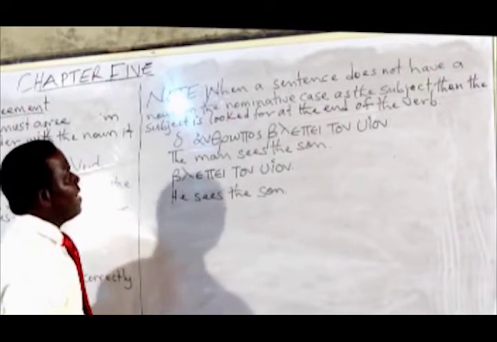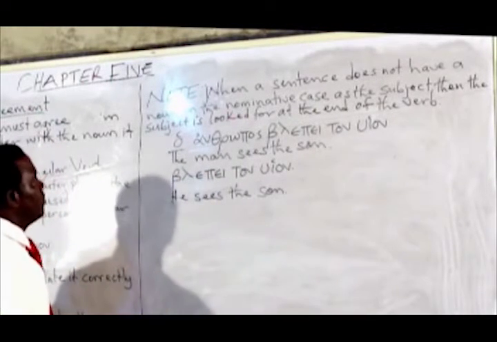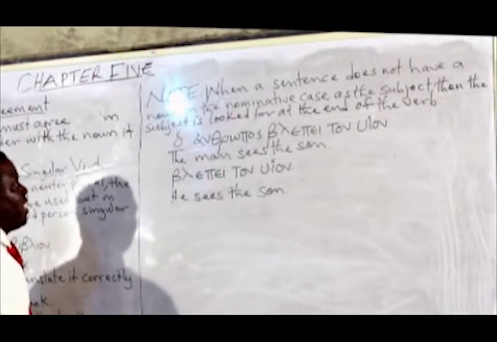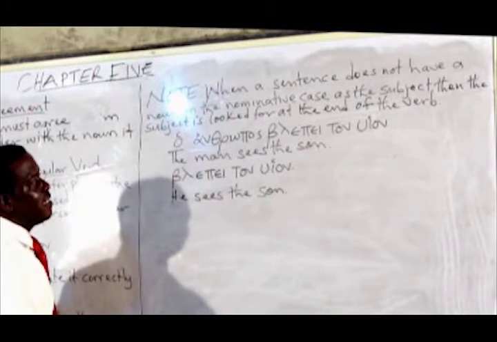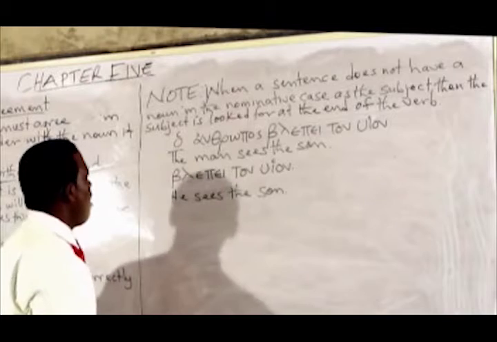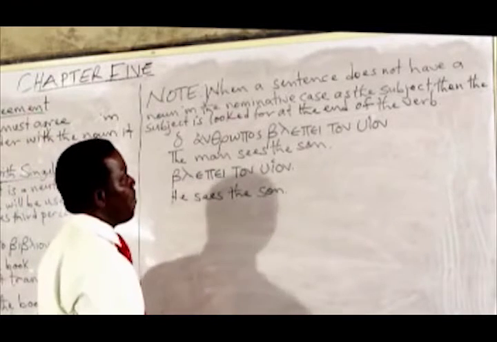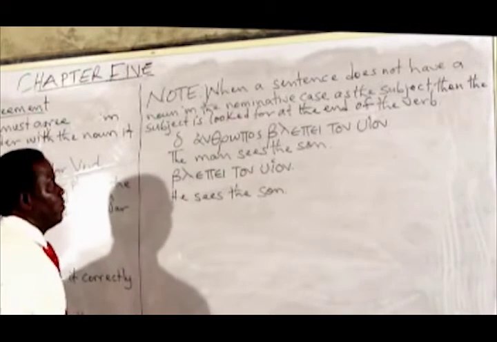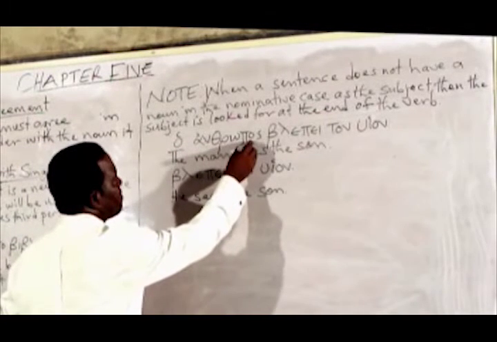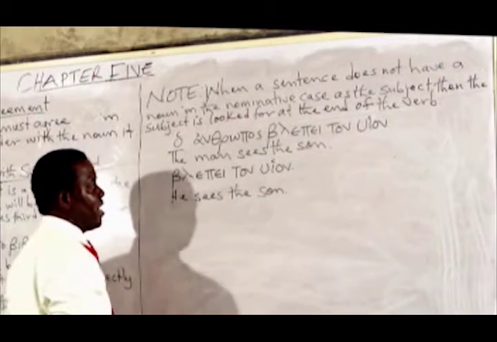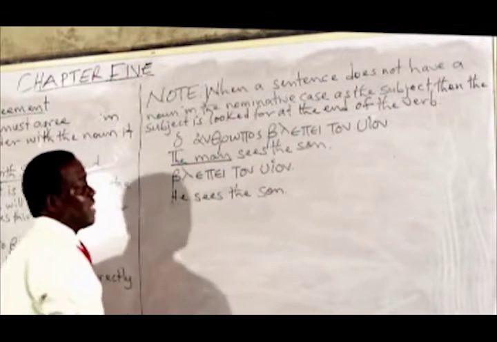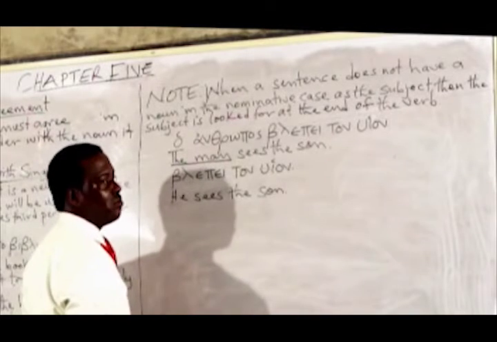Note, when a sentence does not have a noun in the nominative case as the subject, then the subject is looked for at the end of the verb. We have two examples. One, ho anthropos blepei ton elion. Here we have a noun in nominative. That will now be the subject. And that's why in the translation we have the man, which is the subject, sees the sun.